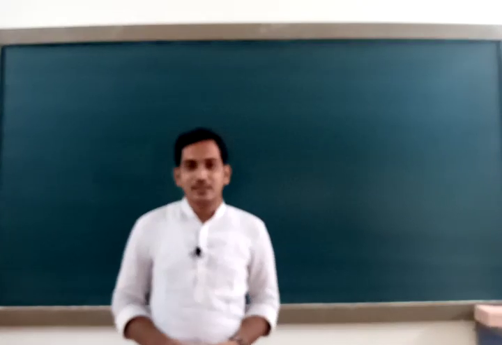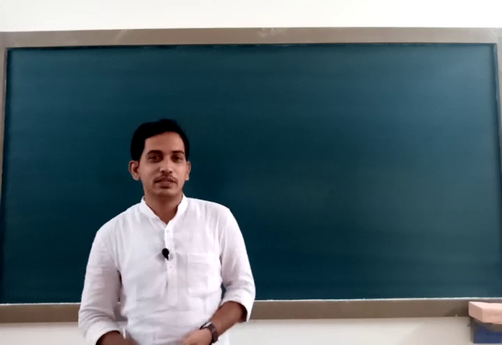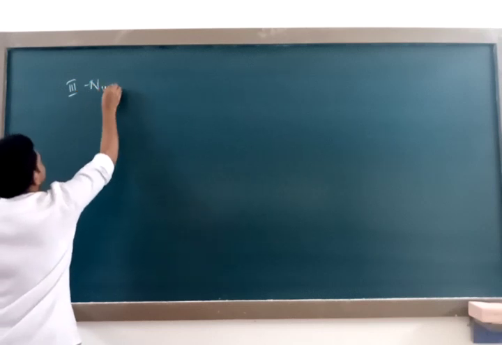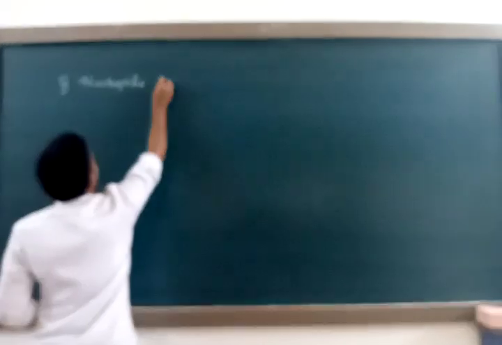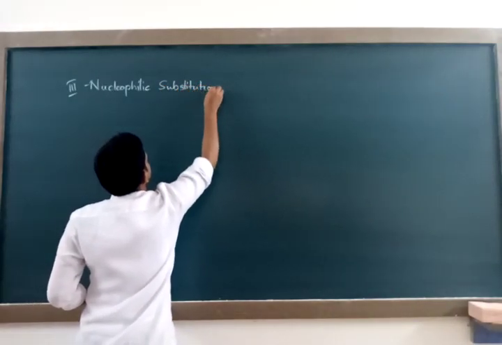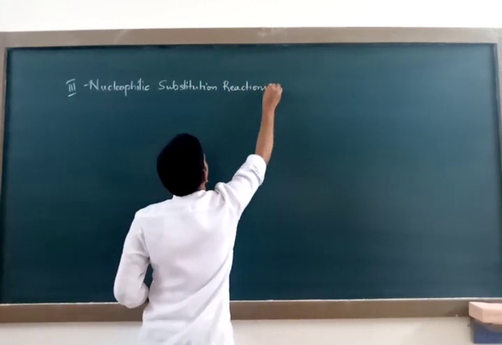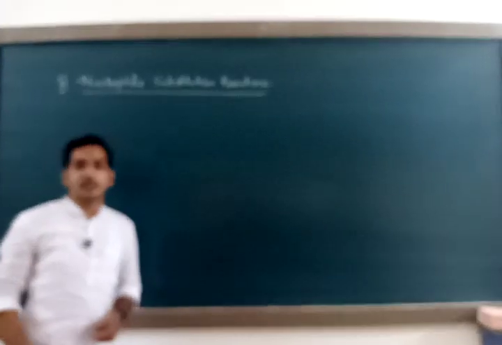Hi friends, this is the fifth part in haloalkanes. Today we shall see the third chemical property, nucleophilic substitution reactions. In our earlier classes we have seen two other chemical properties. They were elimination reactions and reaction with metals. In this session we shall study nucleophilic substitution reactions.